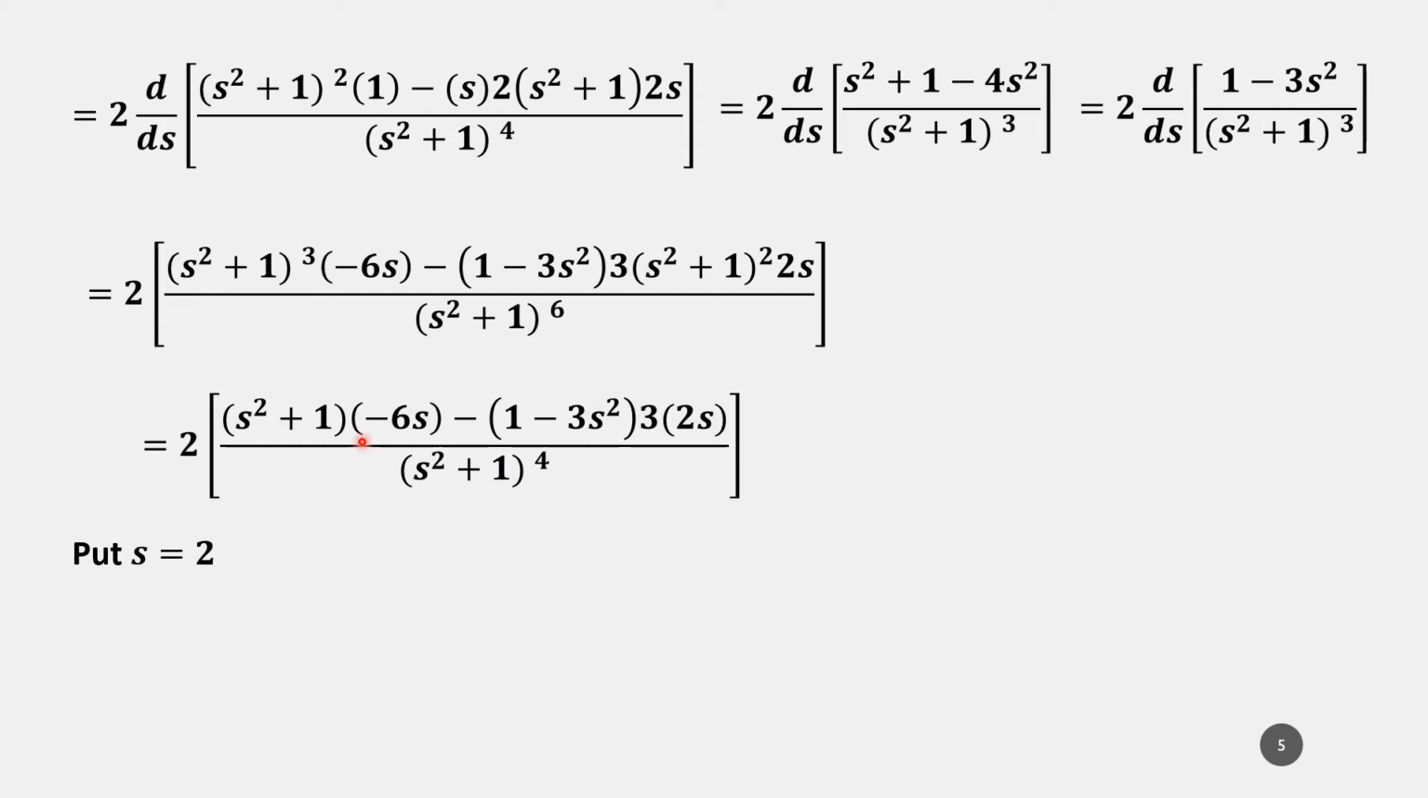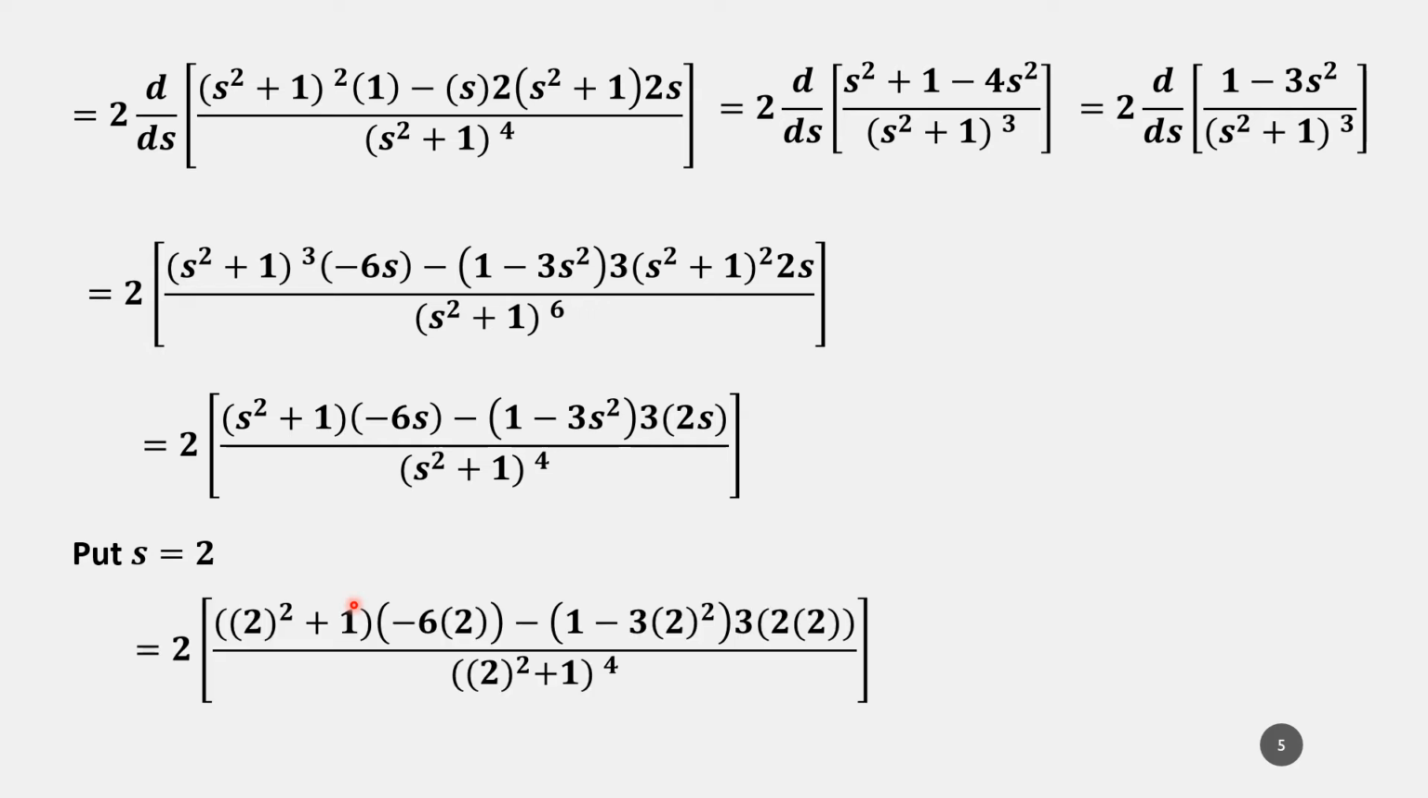Either you can open the bracket and simplify, but here we have to put s is equal to 2. So even if you don't simplify, it's fine, because we have to ultimately put s is equal to 2. If you want, you can open the bracket and simplify and then put s is equal to 2. Or what you can do is put s is equal to 2 here and then calculate the value. It is going to be a constant value. The value of the integral is going to be a constant because s is equal to 2.